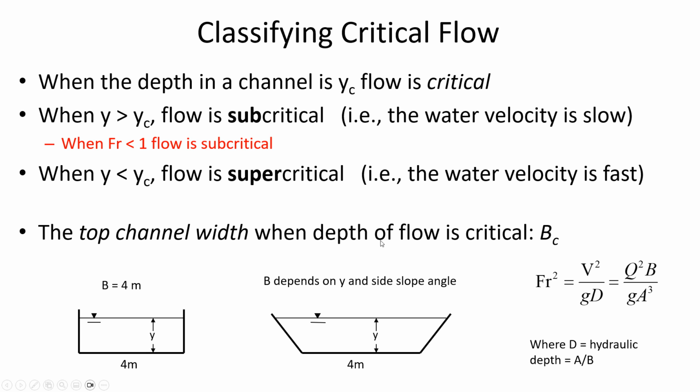If the Froude number is less than 1, that's subcritical. Greater than 1, that's supercritical. That you already did know from that homework hint I gave you last week. Classifying the flow regime. Flow regime is either subcritical or supercritical.